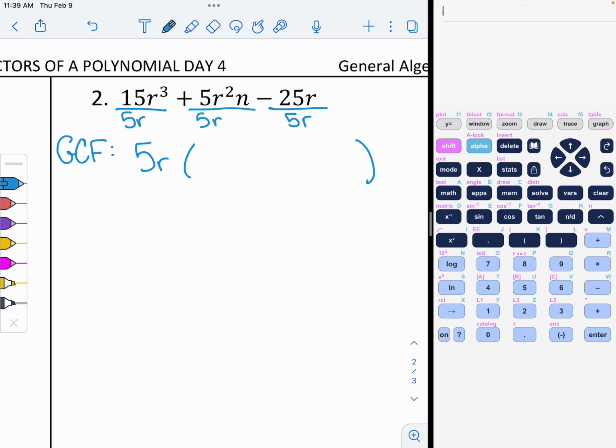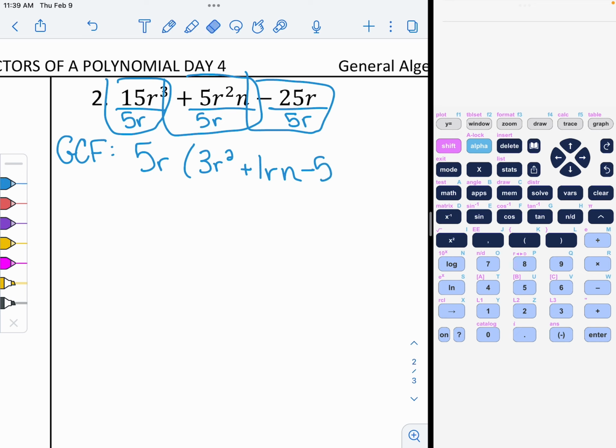So 15 divided by 5 is going to be 3 with an r squared after I take off an r. 5 divided by 5 is 1, a single r, and a single n. And now this last one, 25 divided by 5 is a negative 5, and take off an r. So we're all done here.